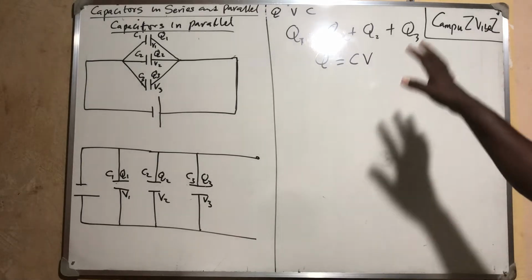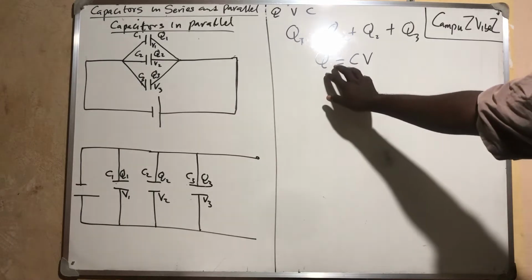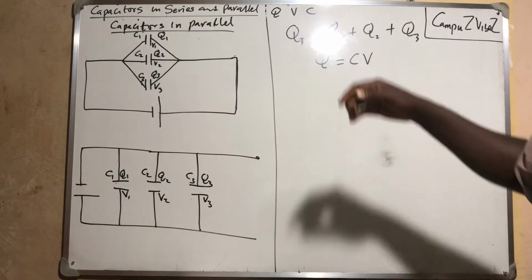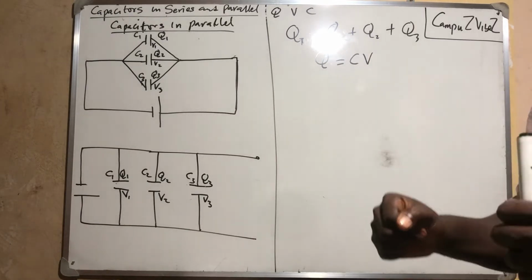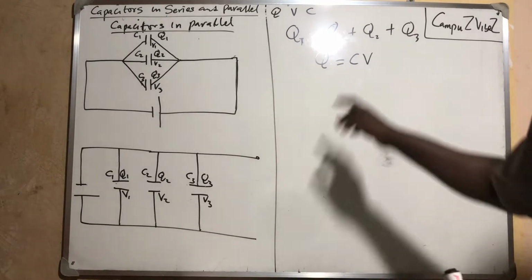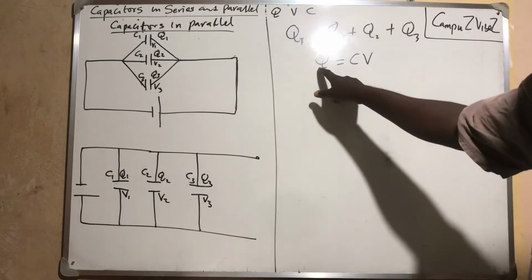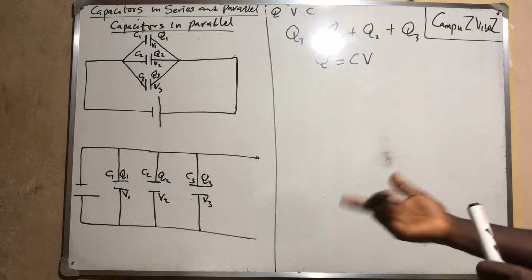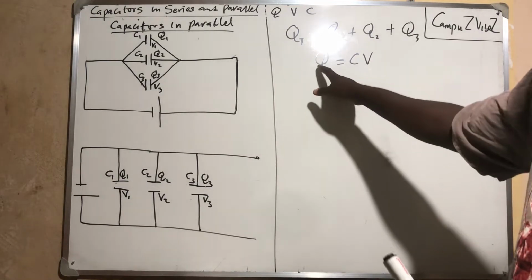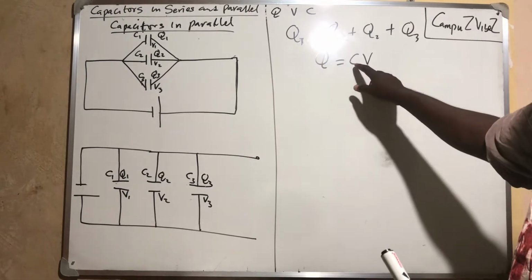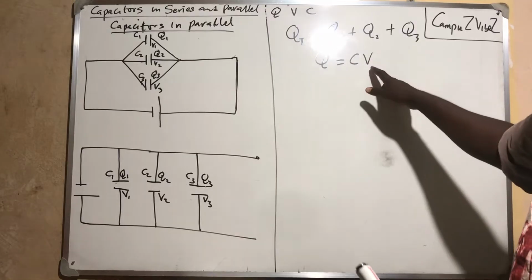So this campus vibes is what helped me to remember this formula. Those children are very energetic, they are charged. So campus vibes are always charged. So Q is equal to CV. Don't forget that that is an acronym. Q means charge, C means capacitance, and V means the potential difference.